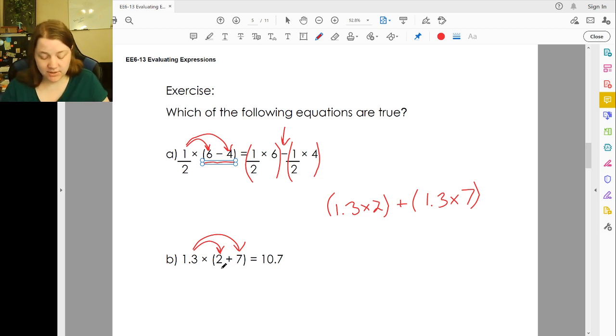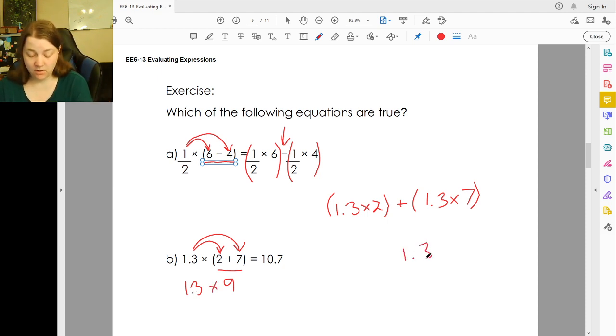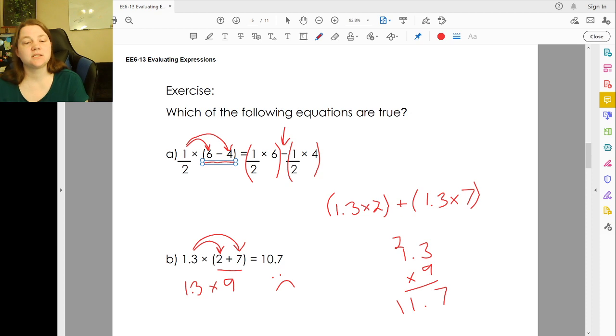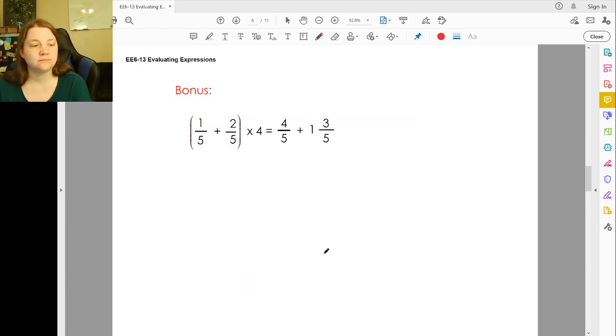So I'm just going to solve this like this. 2 plus 7 is 9. What's 1.3 times 9? Let's take a look. 1 3/10 times 9. 3 times 9 is 27. 9, 10, 11. That becomes 11 7/10, which is not 10 7/10. So those are not true.